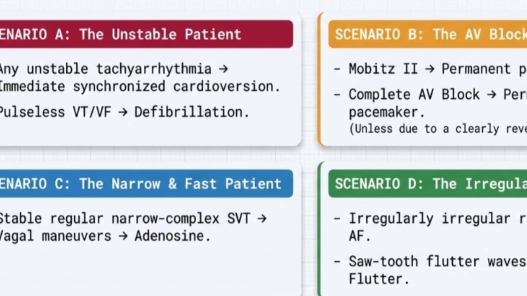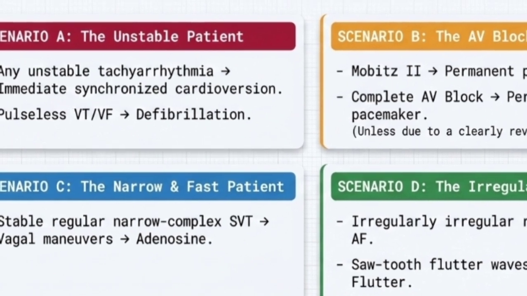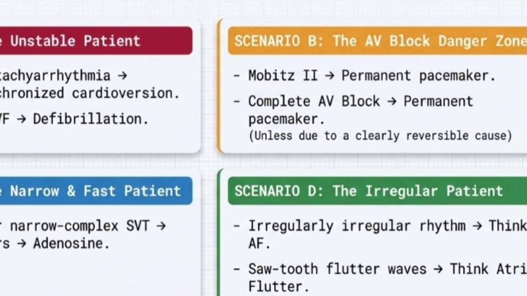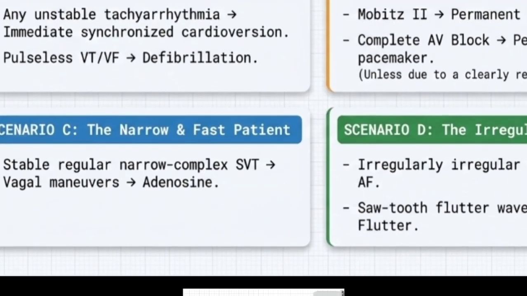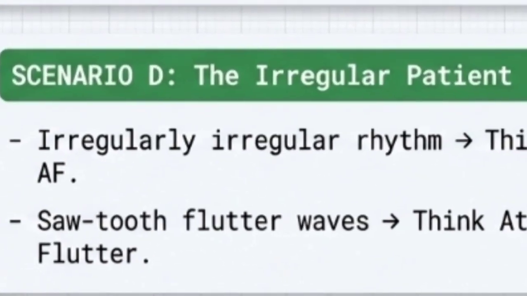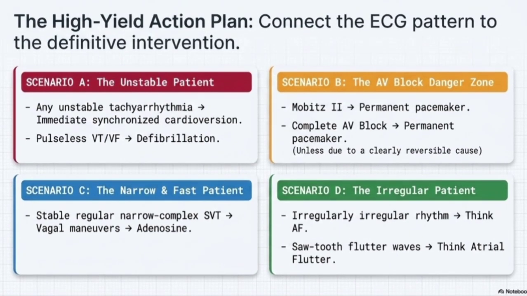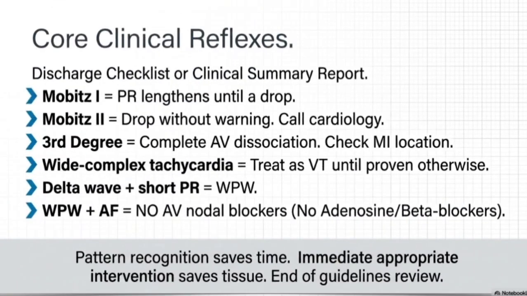Any unstable tachyarrhythmia leads to immediate synchronized cardioversion, except VT or VF, which is defibrillation in an unstable patient. The AV block danger zone of Mobitz 2 and complete AV block will require a pacemaker. The narrow and fast patient of SVT will require vagal maneuver and adenosine or verapamil. And the irregular patient, irregular atrial fibrillation, starts with flutter waves, atrial flutter with variable conduction. Core clinical reflexes: Mobitz 1, PR lengthens until a drop; Mobitz 2, drop without warning; complete AV dissociation. MI location must be checked as well concurrently.